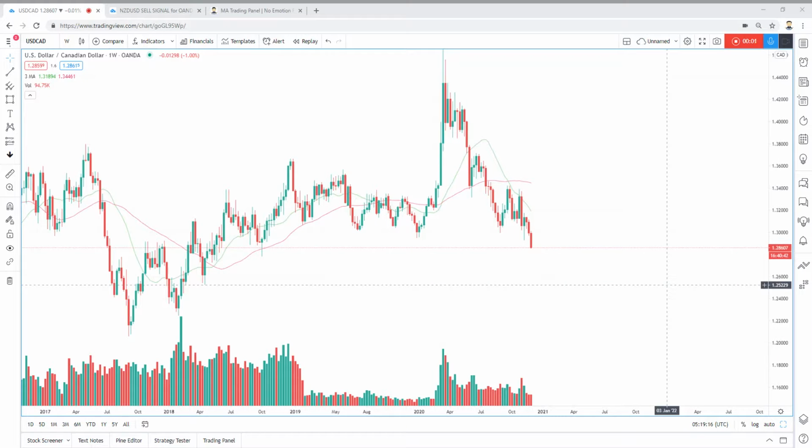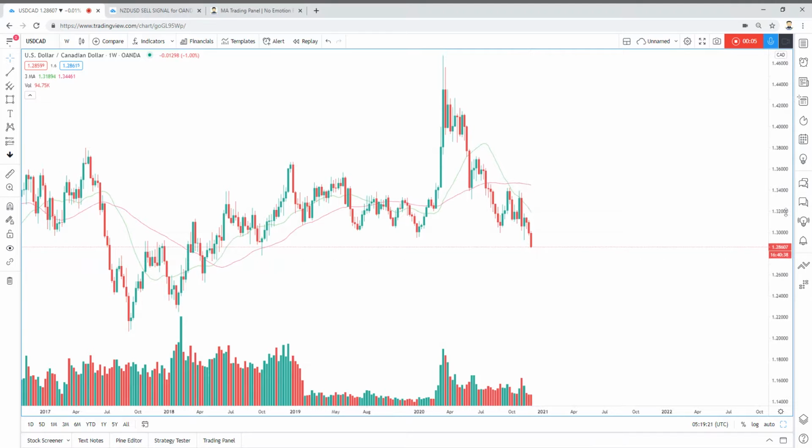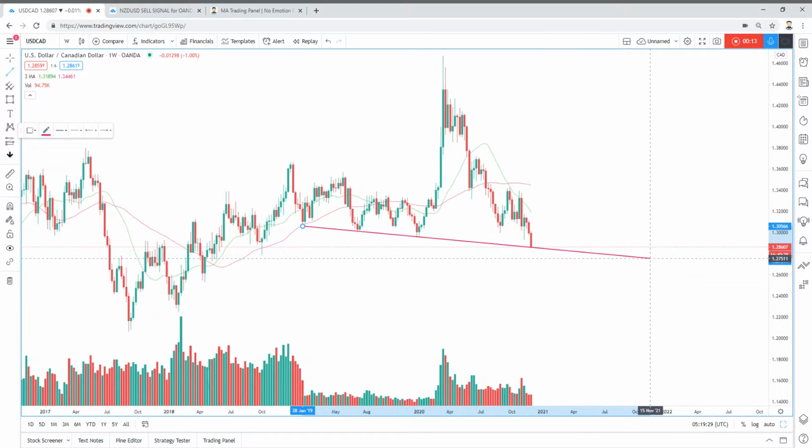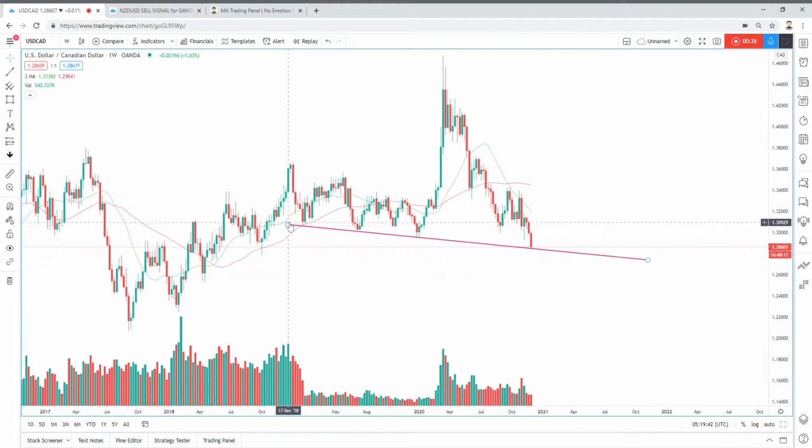Hello traders. Now let's look at the USD CAD buy signal. Currently I am on the weekly chart, and first of all let me draw a trend line which has been supporting the price many times, which is below the price, and from where we can expect the price to bounce again. Let me touch it here, and let's see here. Okay, so this is our trend line.